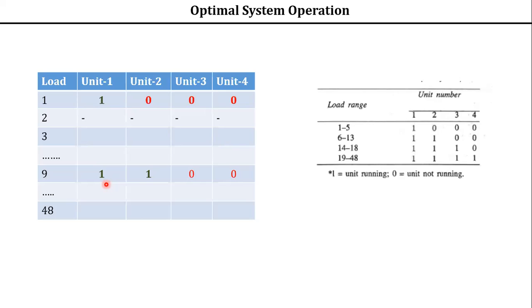Different constraints will be there. What are the constraints? The generation should meet the load demand. Then the generator limits should not exceed the minimum and maximum limits. These are the constraints which we will be implementing in economic operation from the unit commitment table. Is it clear?